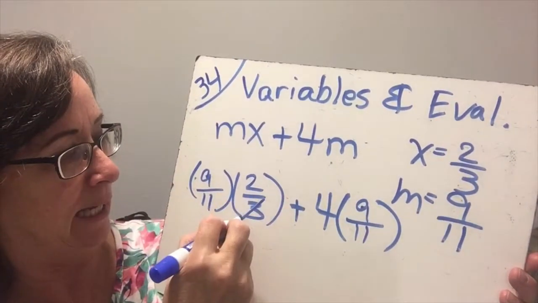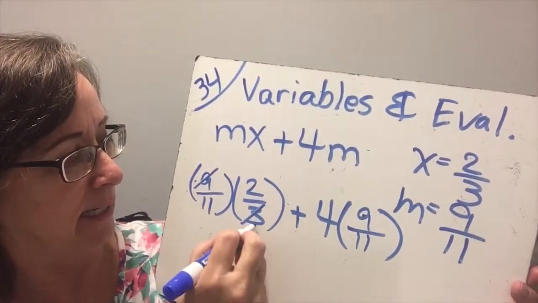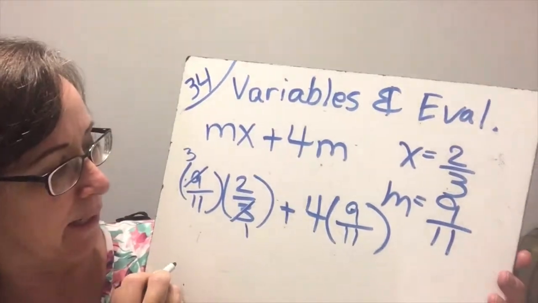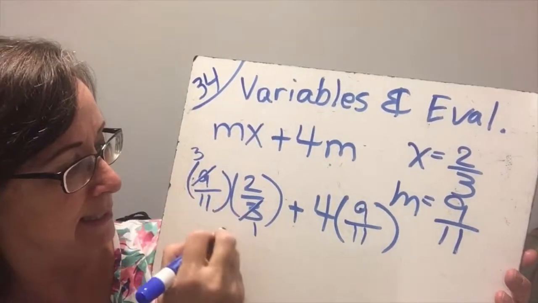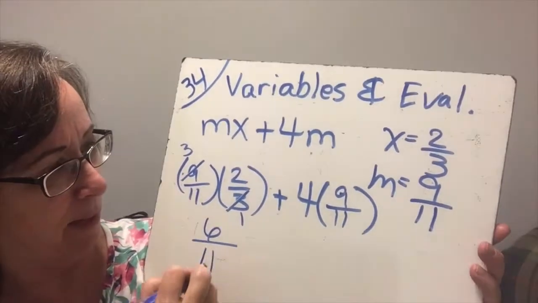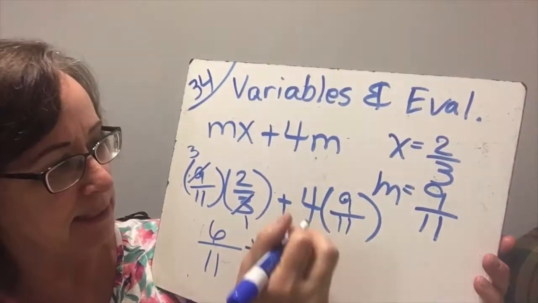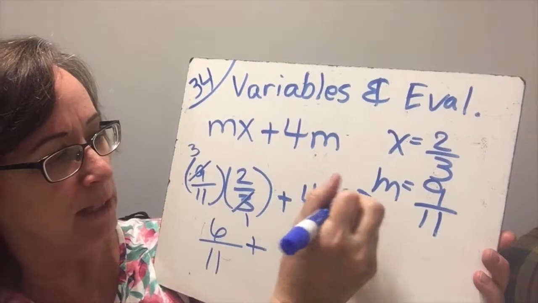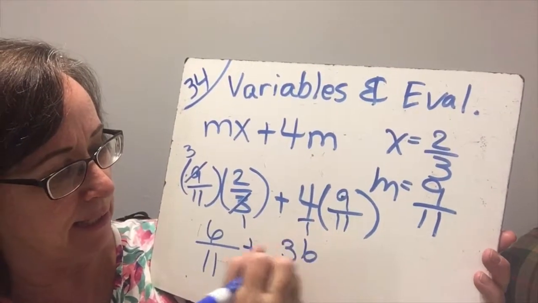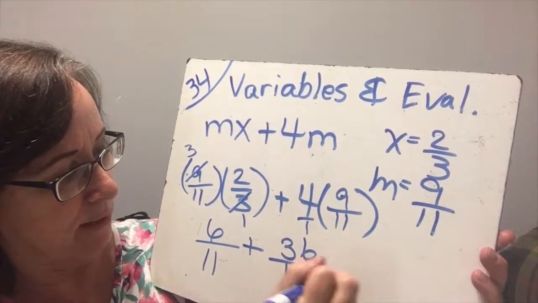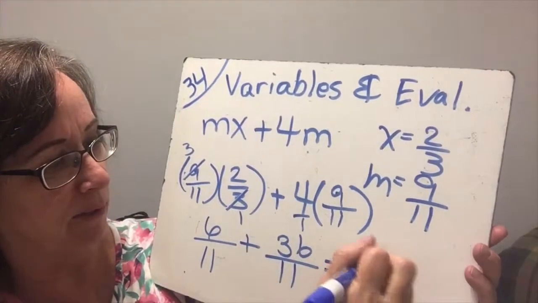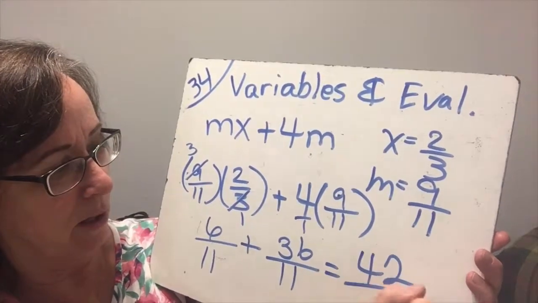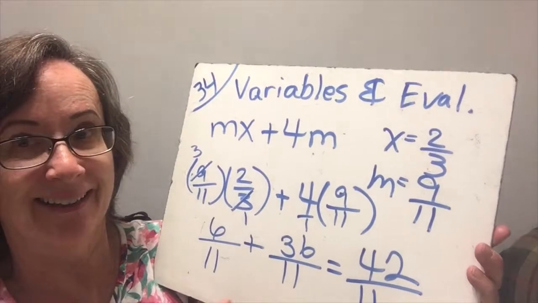The 3 and the 9 can cancel with a 1 and a 3. So we're going to get 6 on the top, 11 on the bottom, plus, now remember this 4 is a 4 over 1. So 4 times 9 is 36 over 11. When we add them together, we get 42 over 11.